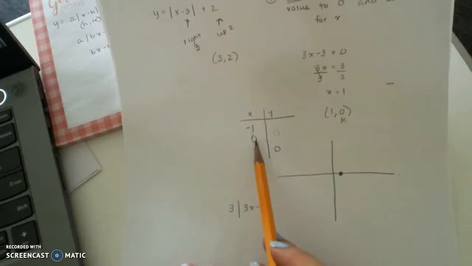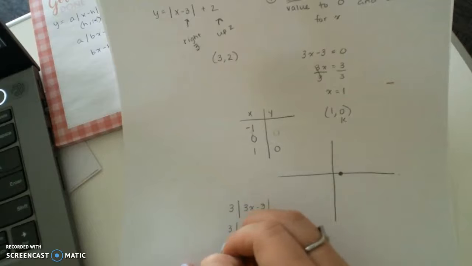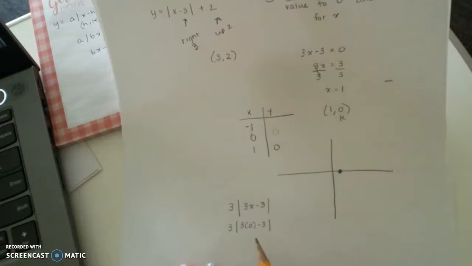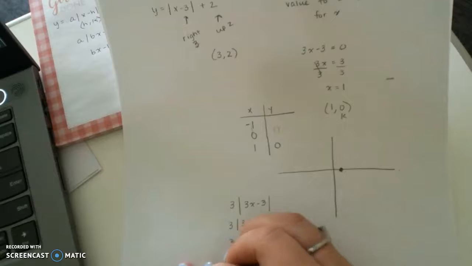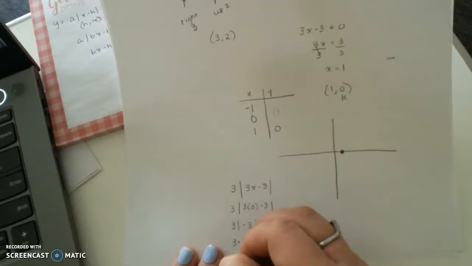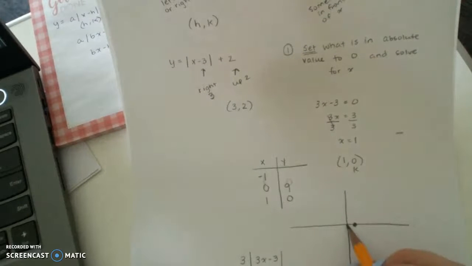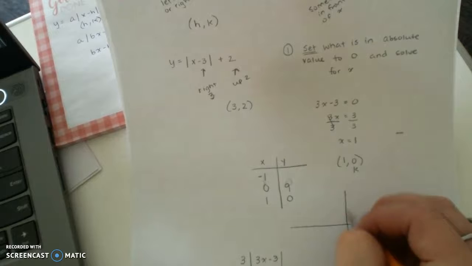I'm going to plug 0 in first. 3 times the absolute value of 3 times 0 minus 3. 0 minus 3 is negative 3. The absolute value of negative 3 is 3. So 3 times 3 equals 9. So at the point 0, I'm going to have a y value of 9.